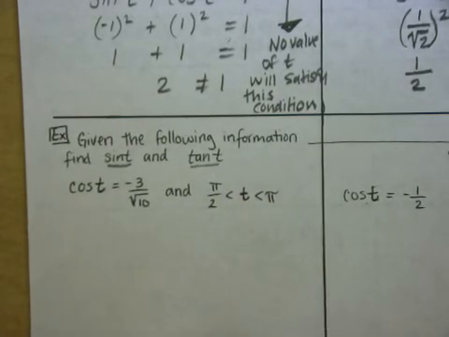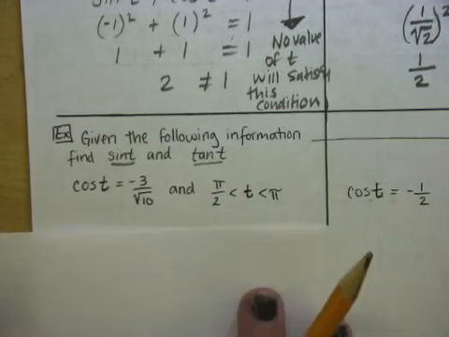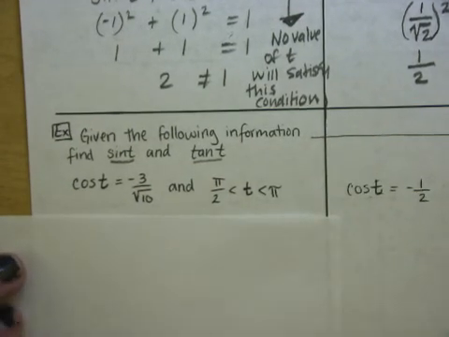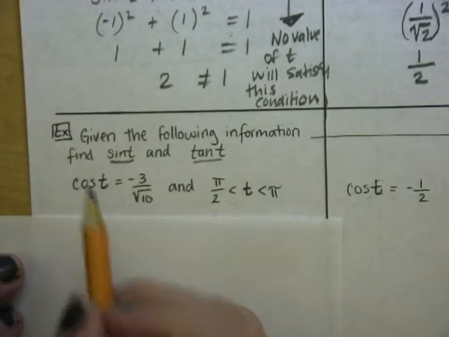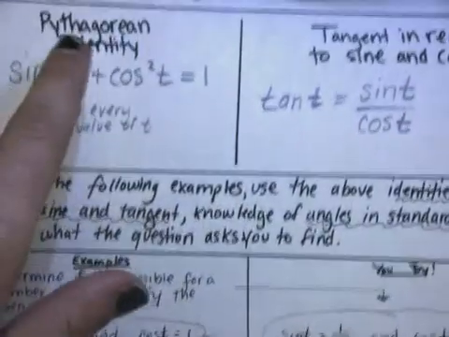So I'm going to do this 2 different ways. This video is getting kind of long already, I apologize. I'm going to do it once with the algebra, and I'm going to do it once with a picture. So in this case, I'm going to do it first with the algebra. If we have cosine and we want to know sine, we just need to use the Pythagorean identity.